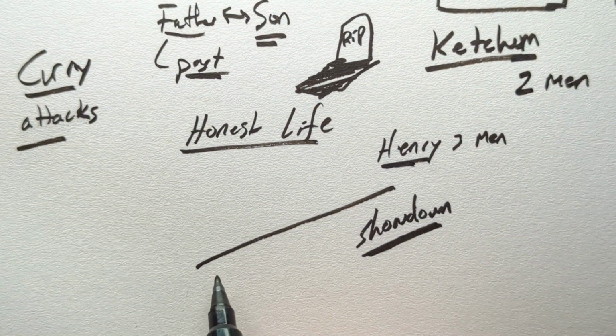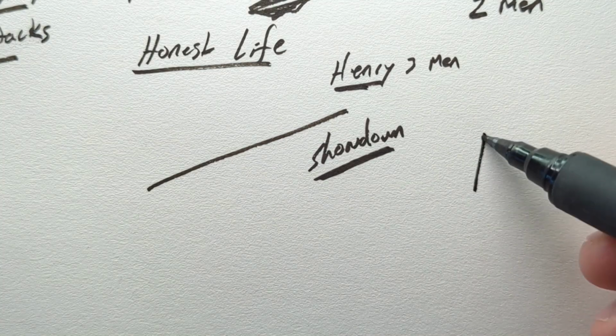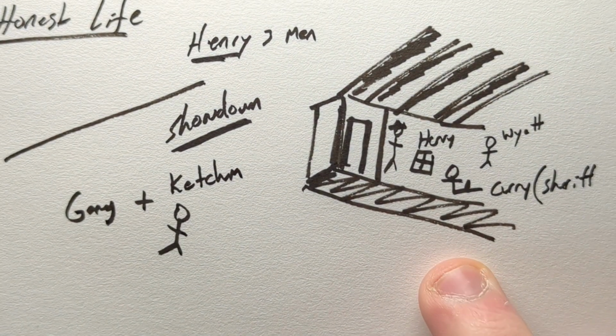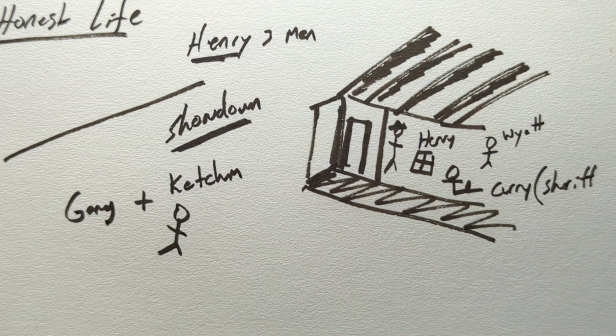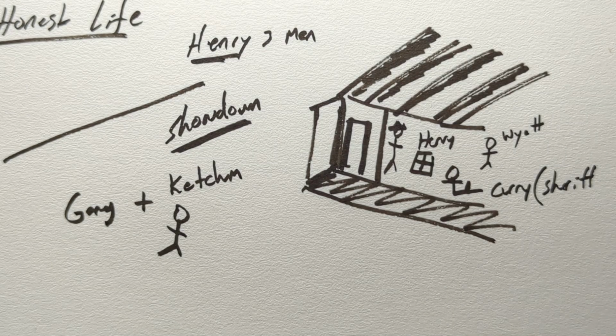And what you end up with is the inside. We'll call this the inside. All right, so here's the scene. Inside, we've got Henry and Wyatt and Curry, the sheriff who's injured because he got shot, versus Ketchum plus the gang. There's a whole bunch of them, like eight or ten of them, basically.